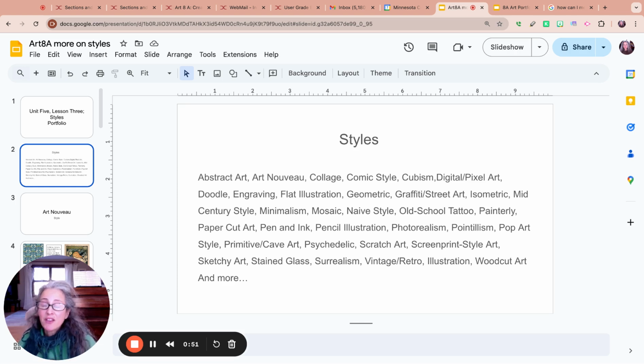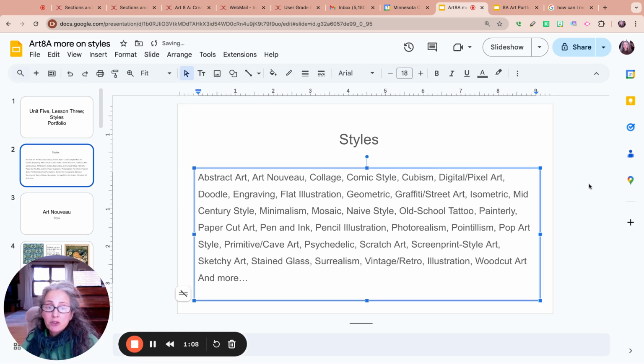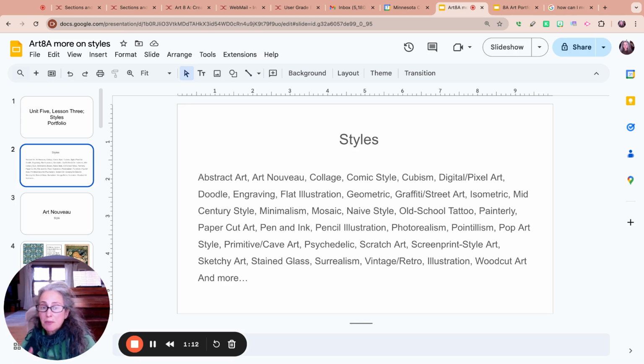So some different styles that we talk about: abstract art, art nouveau, collage, which is also a set of materials, comic style, cubism, digital and pixel art, doodling, engraving, flat illustration, geometric style, graffiti street art, isometric, mid-century style, minimalist, mosaic, naive style, old school tattoo, painterly, paper cut art, pen and ink, pencil illustration, photorealism, pointillism, pop art style, primitive cave art, psychedelic, scratch art, screen print style art, sketchy art, stained glass, surrealism, vintage retro illustration, woodcut art, and more.